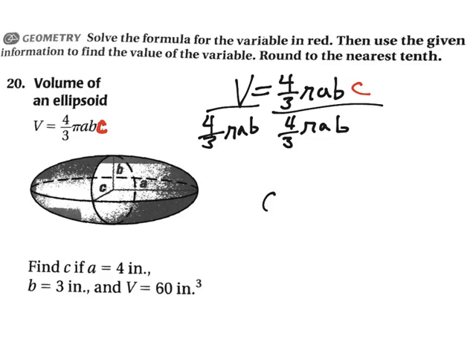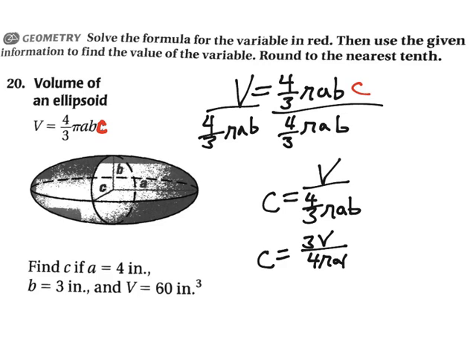End up with c equals V over 4/3 pi a b. Again, if you're dividing by a fraction, you flip and you multiply it. So the 3 moves to the top, and the 4 goes to the bottom. 4 pi a b. Now, that is our formula. Now we need to plug back in.